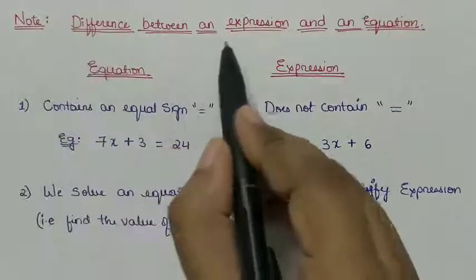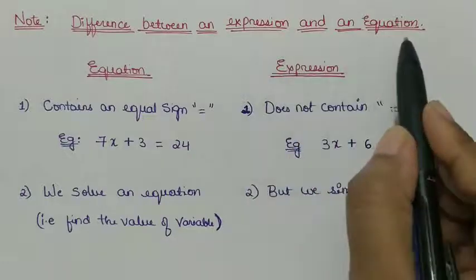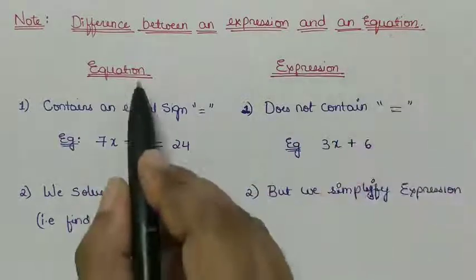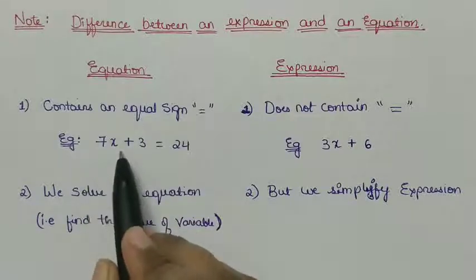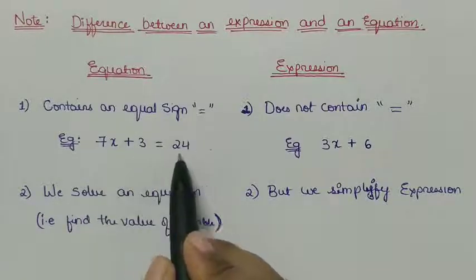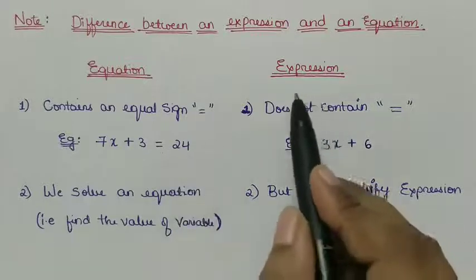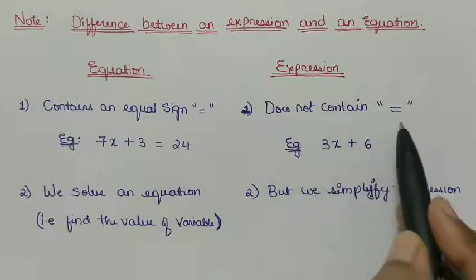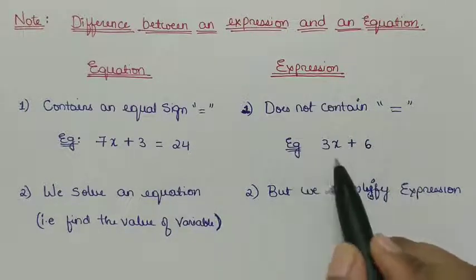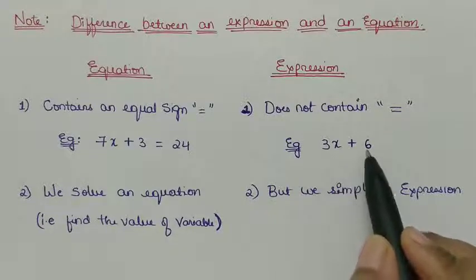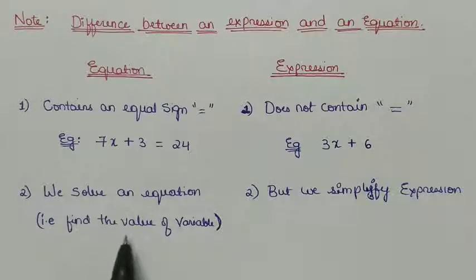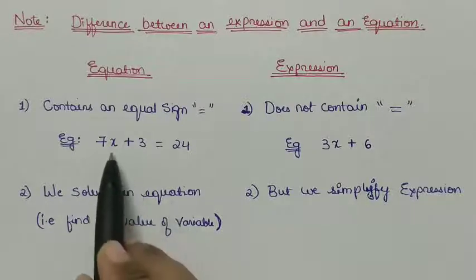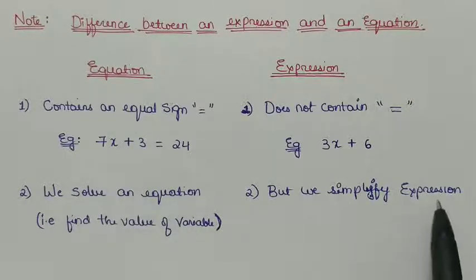Note the difference between an expression and an equation. An equation contains an equal to sign. Example, 7x plus 3 equal to 24. Whereas an expression does not contain equal to sign. Example, 3x plus 6. We solve an equation, that is, we find the value of the variable. But we simplify the expression.